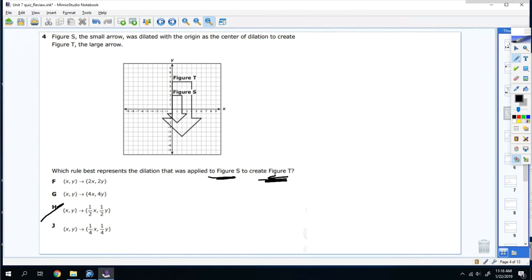So automatically H and J are wrong because the dilation needs to be greater than 1. So what I'm going to do is I'm going to take a point and another point. My first point is (2, 3), and my next point is (4, 6). So it means that they're multiplied by 2, so the answer is F.